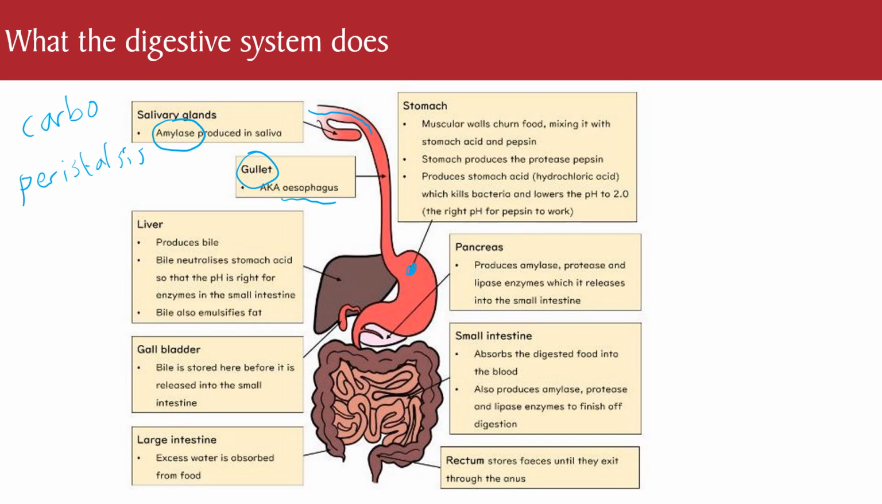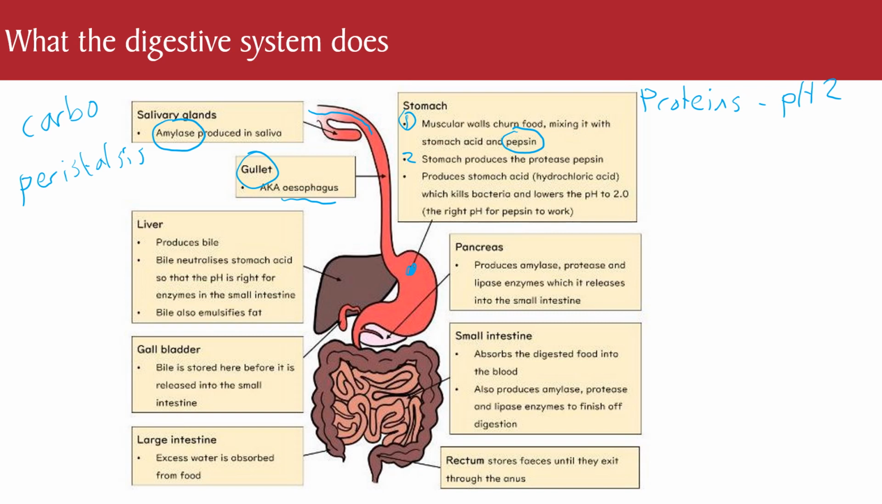The stomach has got 3 roles. Number 1, it churns the food, mixing it with the acid, and there's also an enzyme in there, pepsin, which breaks down proteins. It's very unusual as an enzyme because it works at pH 2. Okay, so it breaks down proteins into amino acids. Number 2, it says the stomach produces the protease pepsin.